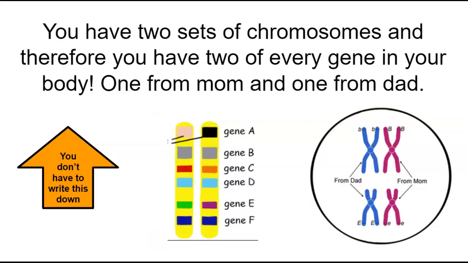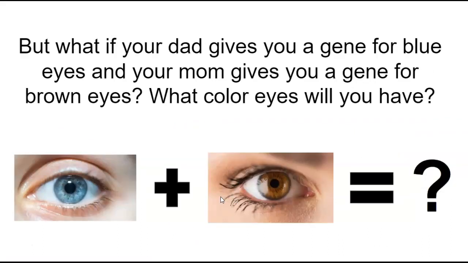You don't have to write this down. This is just a reminder that you've got 2 sets of chromosomes in every single cell in your body. One set came from mom, so 23 from mom. One set from dad, 23 from dad. But the problem is, mom didn't give you the same exact genes as dad. They're different. So our big question is, what if your dad gives you a gene for blue eyes and your mom gives you a gene for brown eyes? What color eyes are you going to have? We can figure this out using genetics, okay?